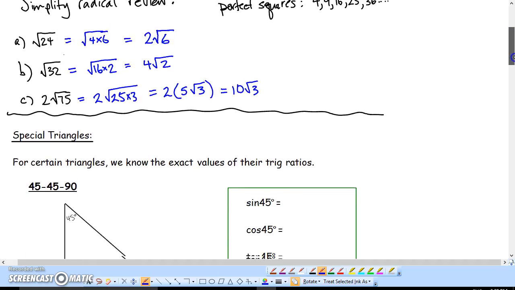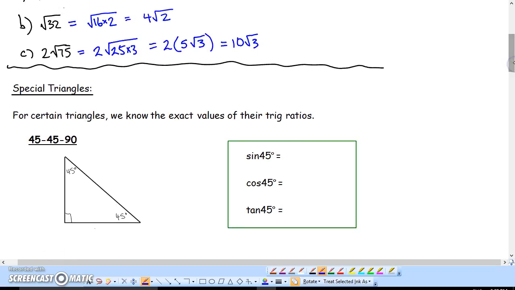Now, let's get into our special triangles. The first one we're going to look at is a 45, 45, 90 triangle. In other words, it is an isosceles right triangle. To calculate these exact values, we're going to give it an arbitrary length of 1 for the two equal sides. And using the Pythagorean theorem, we can calculate that c equals the square root of 1 squared plus 1 squared, which is root 2. So we now know the exact value of the hypotenuse. The two legs are 1 and 1, and the hypotenuse is root 2.